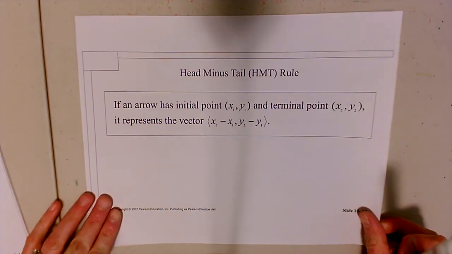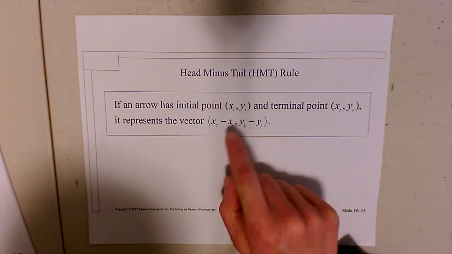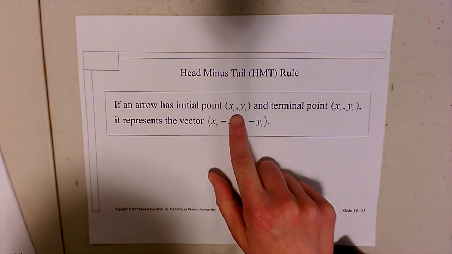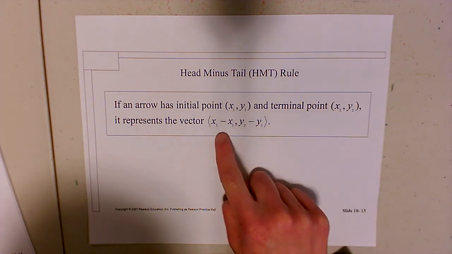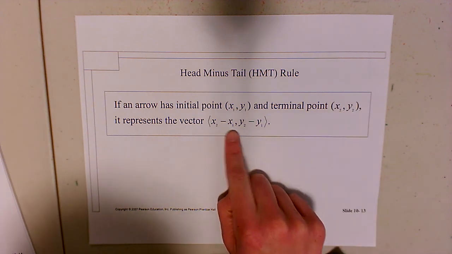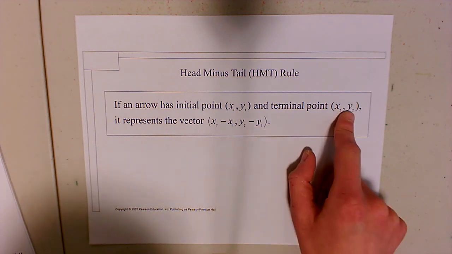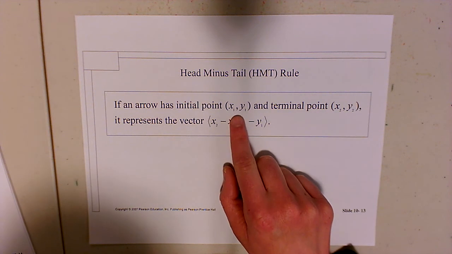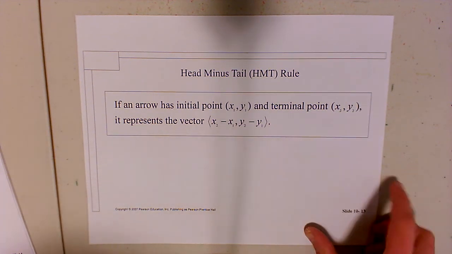So, head minus tail rule. If you have some arrow that has an initial point (x1, y1) and then a terminal point (x2, y2), that's going to give you the vector <x2 minus x1, y2 minus y1>. So all we're doing is taking the coordinates of our terminal point and subtracting our initial point. Okay, so head minus tail, terminal minus initial.